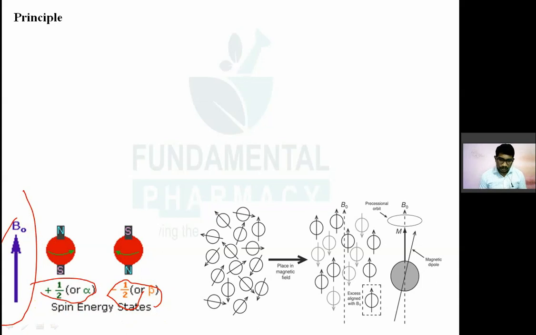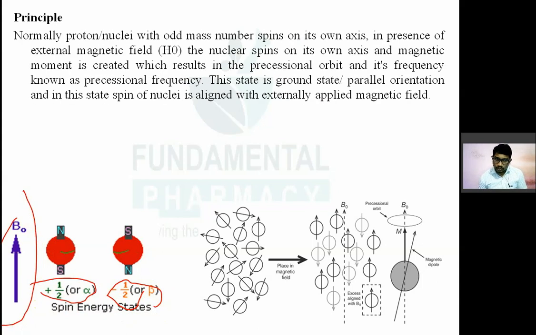That means in a simple nucleus, it is also spinning, but the spin states of that nucleus are degenerate. They are not separate. To make them separate, you have to put that nucleus in an external magnetic field. If you apply an external magnetic field, the spin states will become separate. Normally nuclei do have spin states, but they are degenerate, so they are not separate.